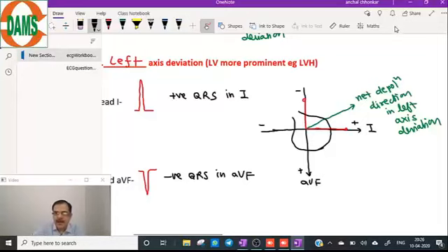Now come to the next one, the third abnormality of the axis. Why not the upper left quadrant? Yes, it is an upper quadrant only, because the lateral wall and posterior wall will take the voltage towards the left shoulder.